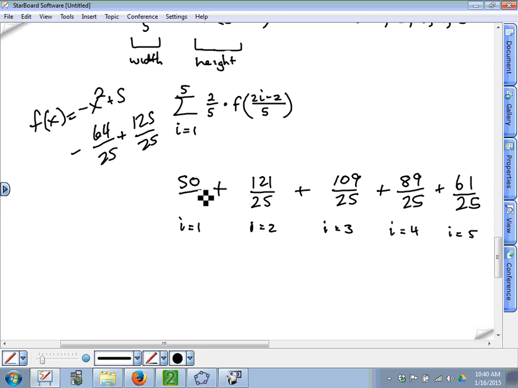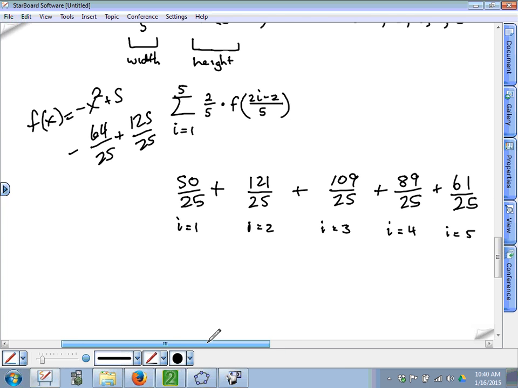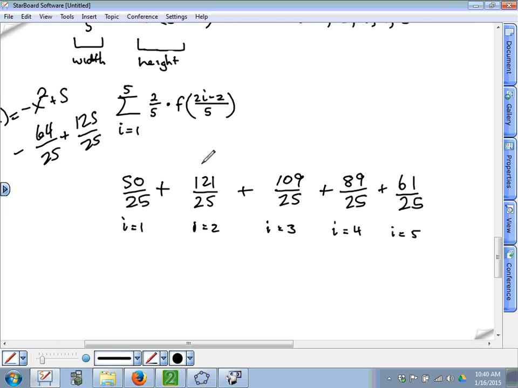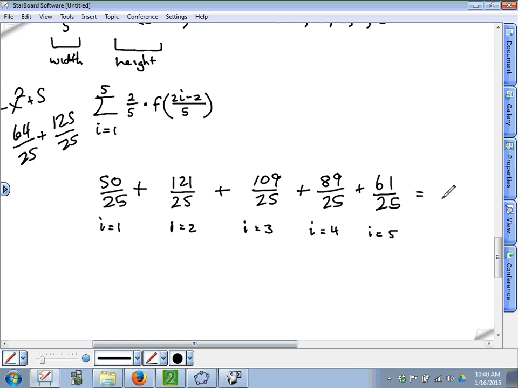This is 50 25ths. And Brandon will do that in his head real quick. If you have 50 plus 121 plus 109 plus 89 plus 61, then you divide that all by 25. We're going to get a decimal. Come on, we got to finish this. Don't leave it. It's 17.2. Give us a fraction. Okay, it's 430 over 25. But that can be simplified.